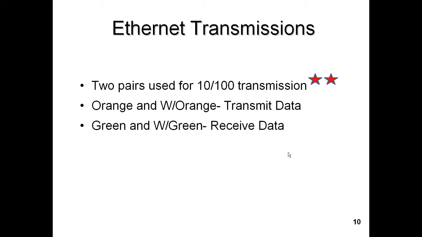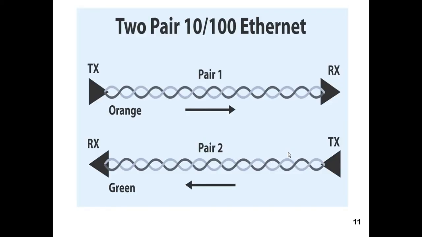Now, for Ethernet transmissions over UTP, unshielded twisted pair, if it's a 10-100 transmission, it uses 2 pairs to transmit and receive the data, the orange and the white orange, the green and the white green. So the transmission situation looks like this. We have transmit and receive.